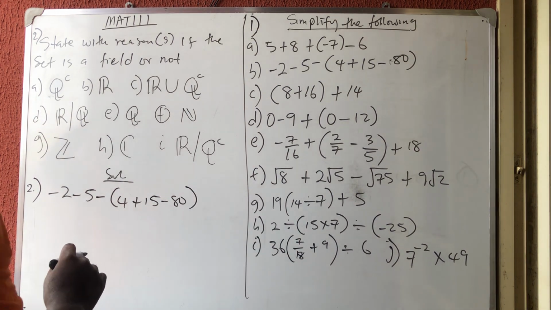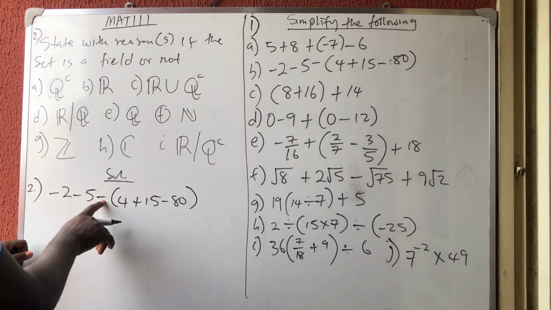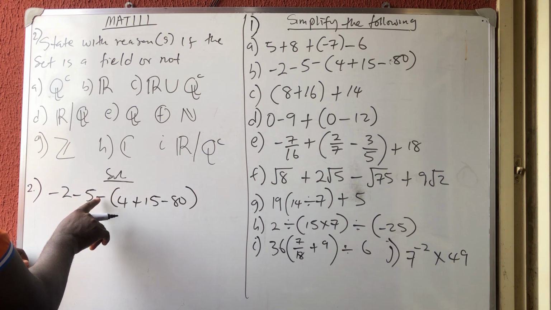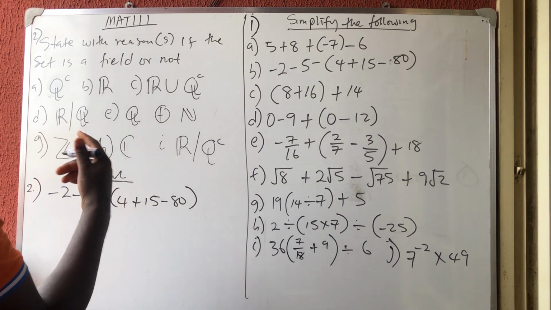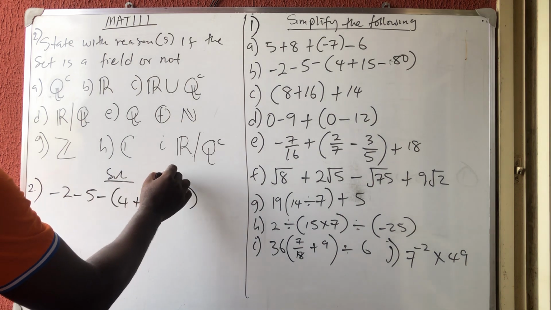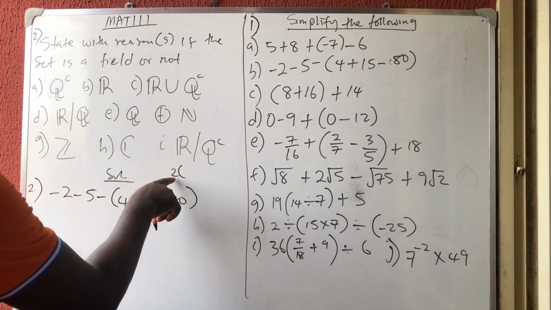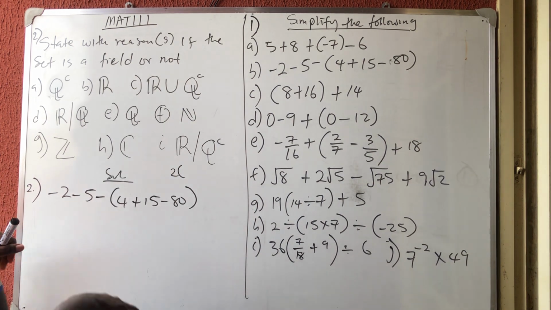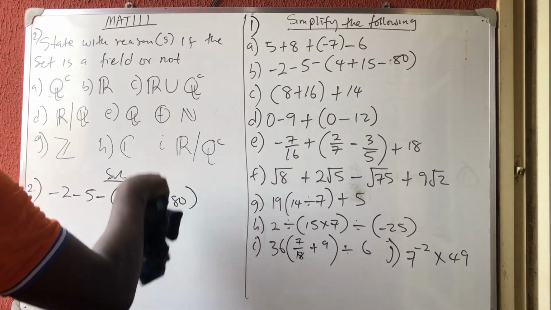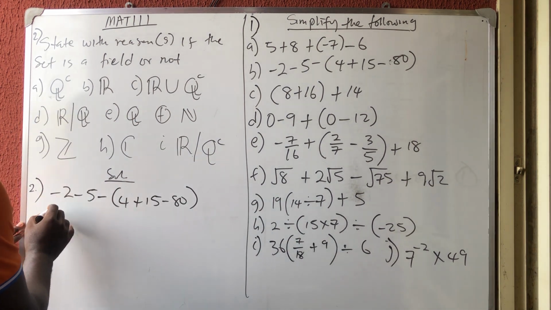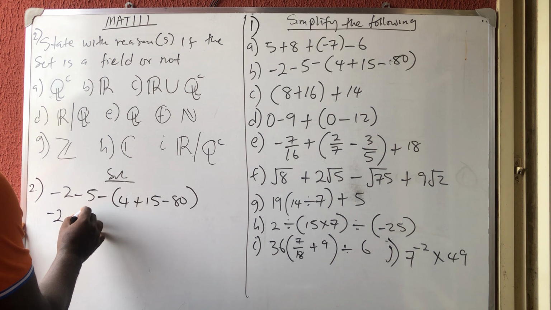Number 2 said minus 2 minus 5 minus into 4 plus 15 minus 80. First of all, let me open the bracket with this minus, because anything that is very close to the bracket is what you use in opening the bracket. If I have 2 in bracket of something, I'm opening it with 2, so I'm multiplying everything by 2. But the closest thing there is minus, so I'm multiplying by minus. So I'm having minus 2 minus 5.